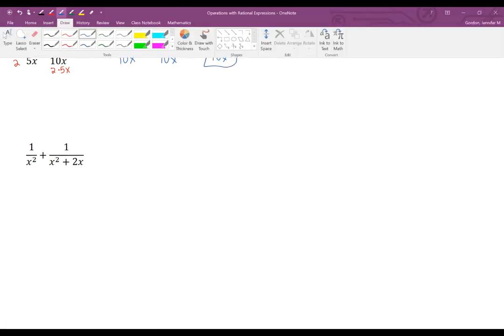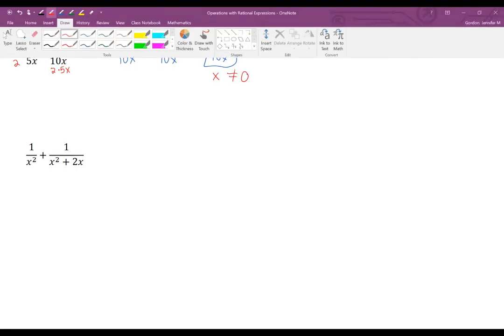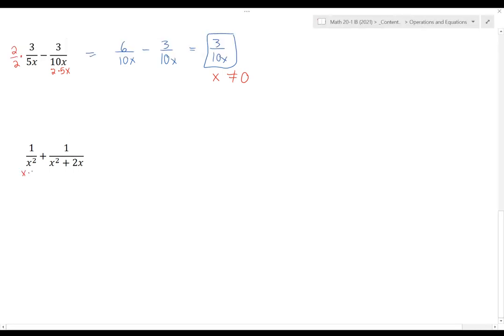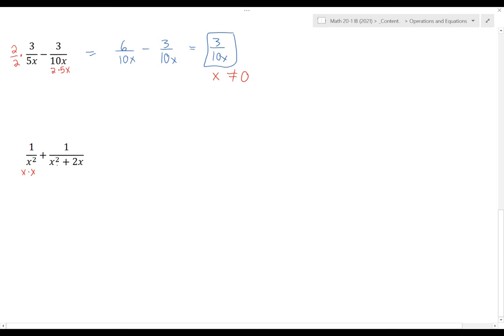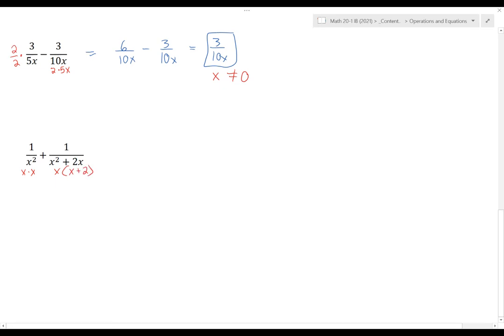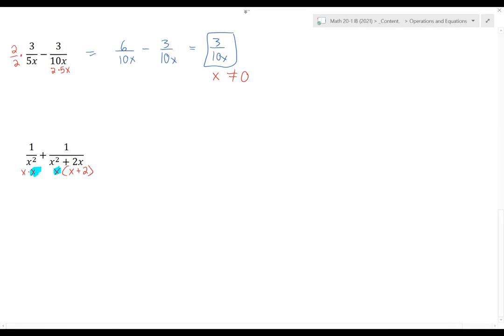Because I do have a variable denominator, I have to consider non-permissible values, and in this case, x cannot equal 0. For the second example, I have a situation where I don't have just multiplication in the denominator. I have x squared, which is x times x, that is just multiplication. But then x squared plus 2x, so I need to express that as factors. So in other words, x times x plus 2. Now I can see that while there is a common factor of x, each fraction is missing something from the other.